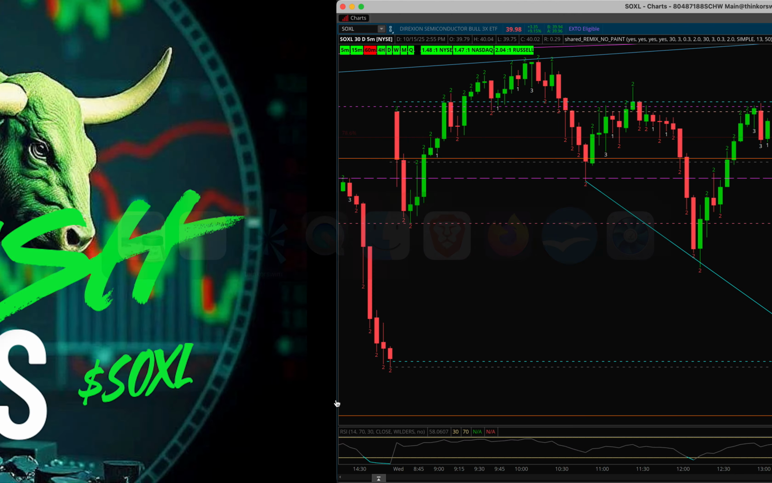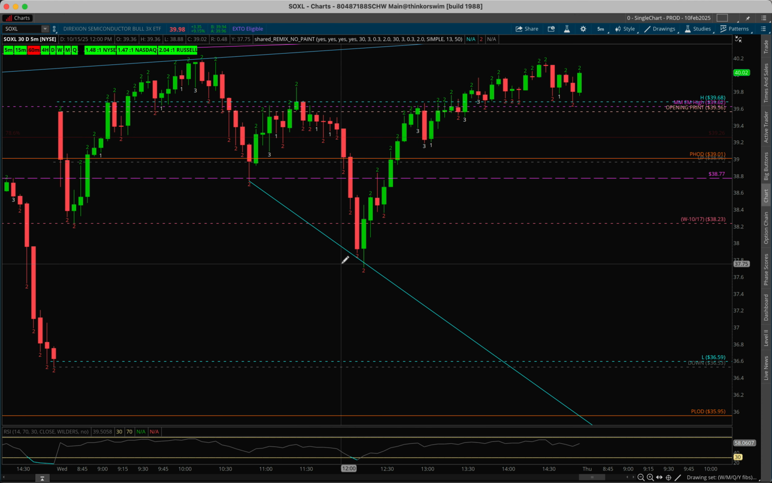All right, so in just looking at the chart, looking at it from the scalping perspective first, looking at the 5-minute chart, you can see we have our 4-hour markers, the overnight high up here at 39.68, previous high of day at 39.01, overnight low of 36.59, and previous low of day of 35.95. Some honorable mention levels here.